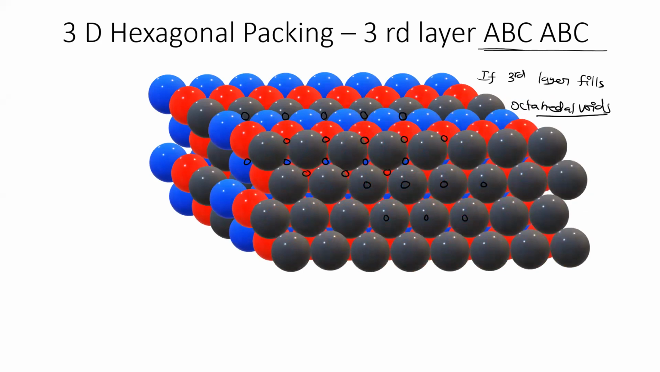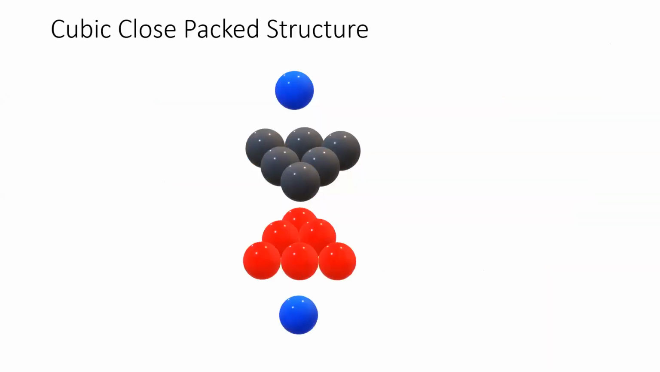Okay. If the third layer fills octahedral void, then this is A, this is B, this is C. So again this is A, this is B, again this is C. ABC type of crystals. Okay. So hexagonal arrangement, 3 dimension. If the third layer fills octahedral void, then it is called ABC type. Here also the coordination number is 12. Is that clear? Do you understand? Very, very important.